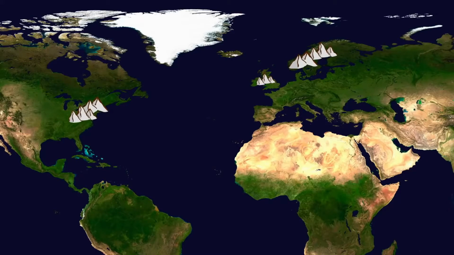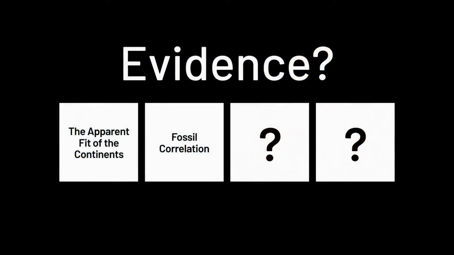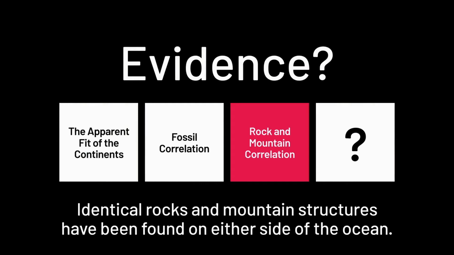Well, it is possible, but it seems unlikely. And so what Wegener concluded was that those rocks formed at the same time in the same location. And then that area was torn apart by the motion of the continents, carrying those rocks to the distant locations they are in today. And so this becomes evidence number 3. Rock and mountain correlation, or the matching up of similar rocks from distant locations, proving that they were once together.